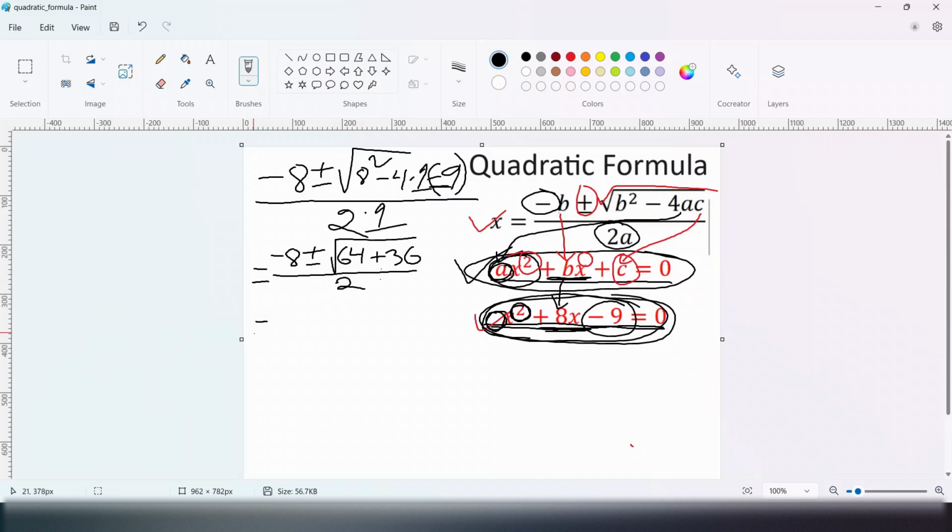So let's write the next line. We are going to see what we are going to do with this plus minus. So you have -8 plus minus square root of 100, right? 64 plus 36 is 100, divided by 2. So moving on from here, in the next line I'm going to show you what we are going to do with this plus minus sign.